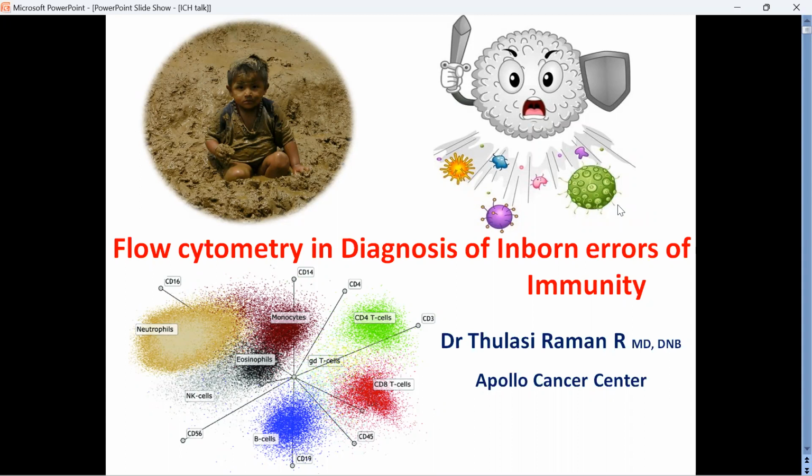As I just went through the schedule, most of the topics are related to genetics, and my talk may stand a bit out of place as I'm going to discuss a different technique, which is flow cytometry, and its utility in the diagnosis of inborn errors of immunity, formerly called primary immunodeficiency disorders. So I may use these terms a bit interchangeably in subsequent slides. Without wasting much time, let's go into the topic.